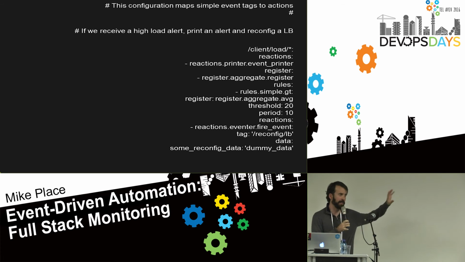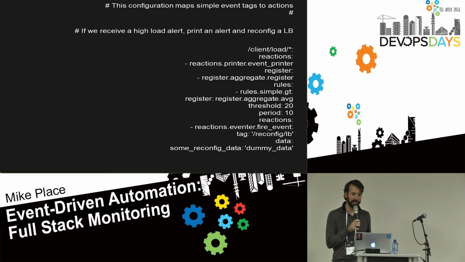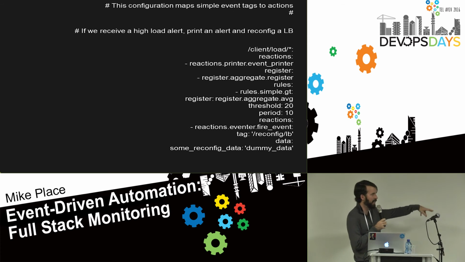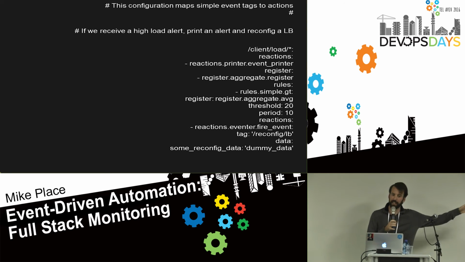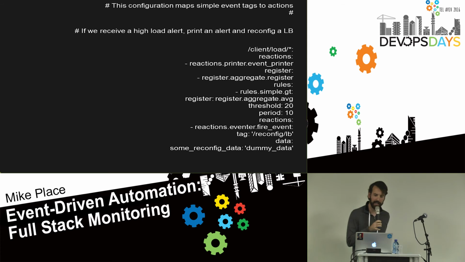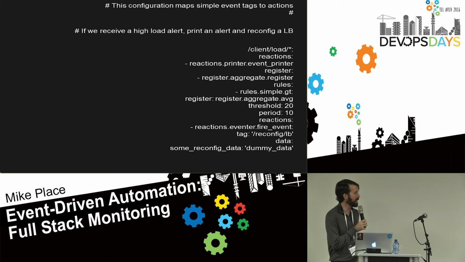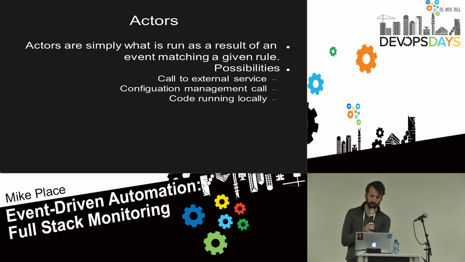This is completely arbitrary. This isn't some published project. But this is YAML that shows something along the lines of, okay, if you see events matching this tag, like client load, here are reactions that should be run. Here are registers. A register in this example would be something that, for example, aggregates data or performs regression analysis or what have you. And here are rules which need to be matched. And if these rules are matched, then you should run these reactions. The point is that it should be very simple to be able to write rules and reactions that are shared by both sides of the house.